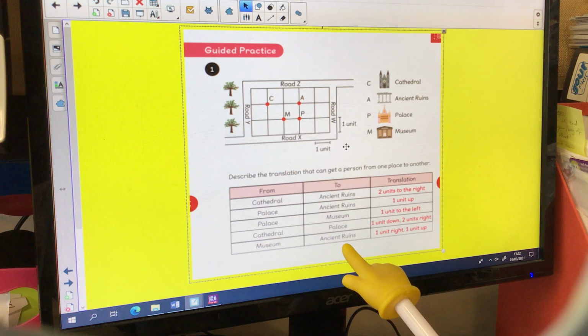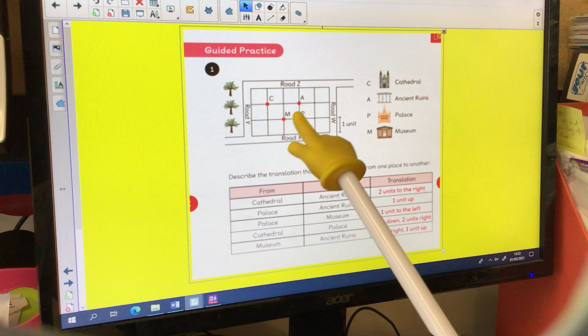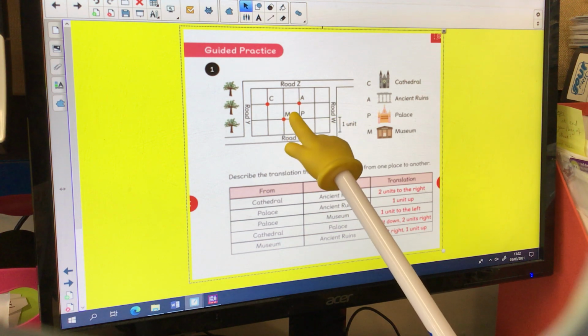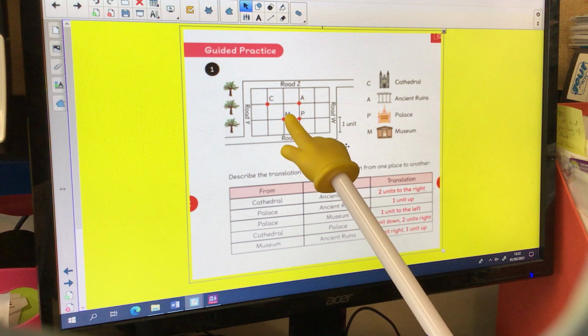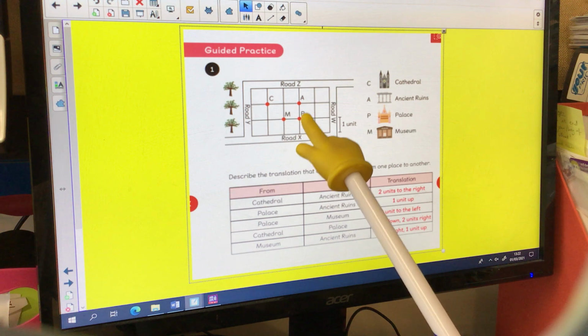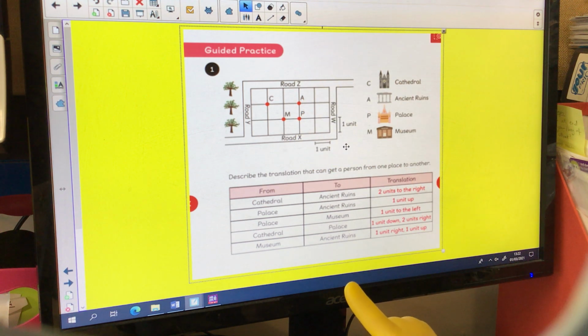Museum to the ancient ruins. There's the museum. There's the ancient ruins. So we can't ever go diagonally like that, children, with these translations. You've got to follow the grid. So we need to go 1 unit to the right and 1 up. Okay, I hope you got those right.